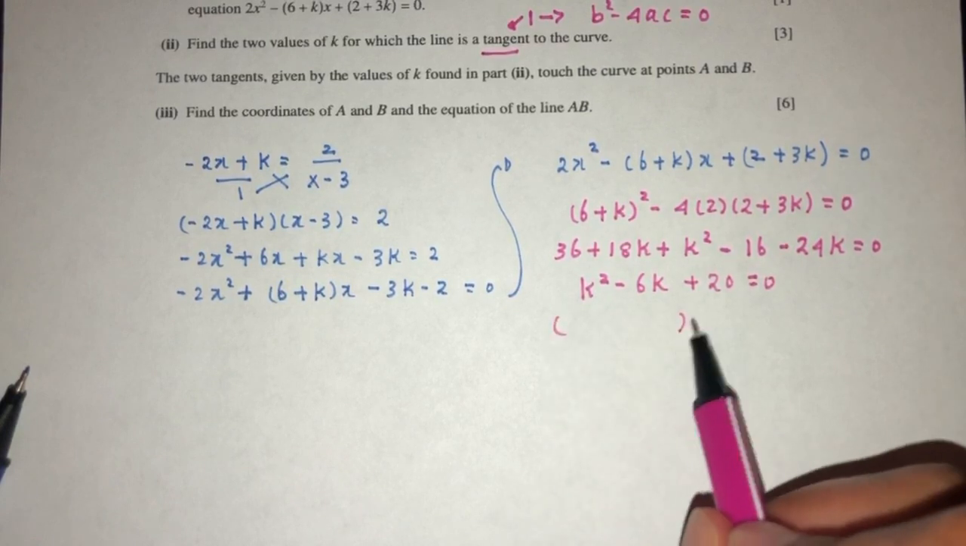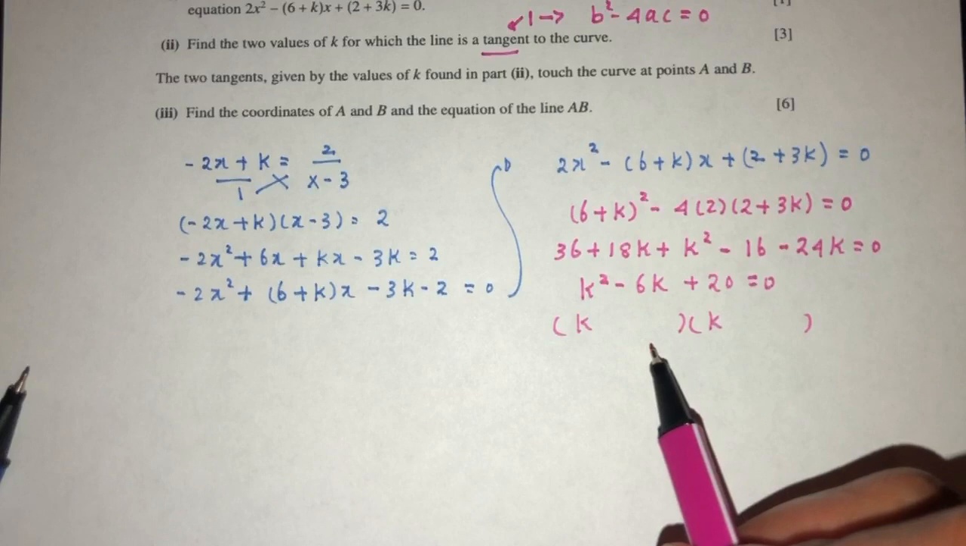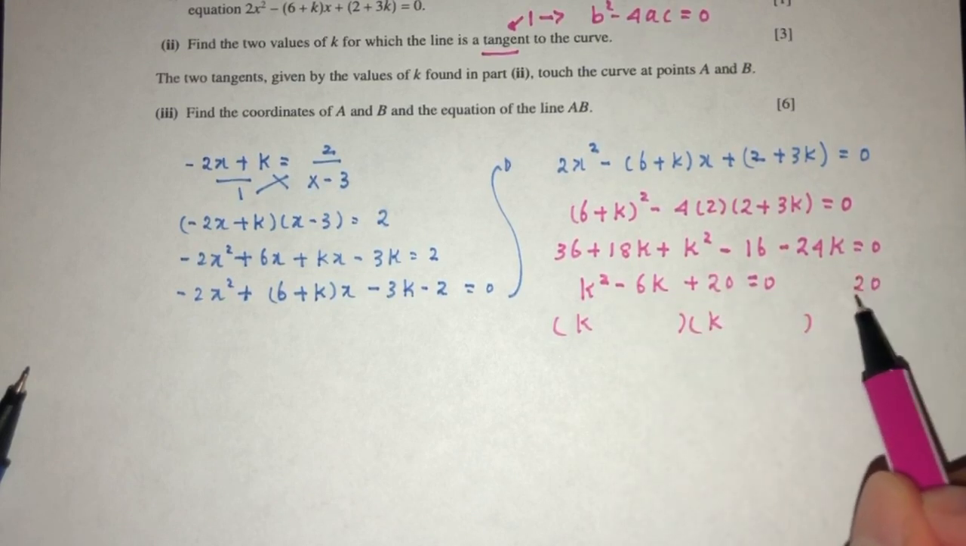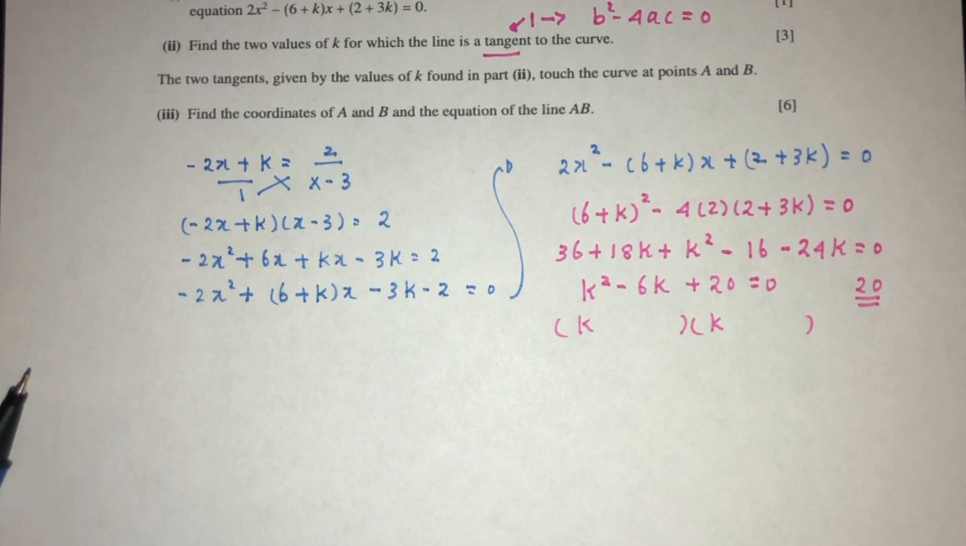Now we can factorize, obviously. That should be k times k. And here we can have what? 5 times 4, 20. What can we do with 20? Let's think. 4 times 5, is it going to work? No. 2 times 10, this is not going to work either. So let's think if I made a mistake somewhere or not.